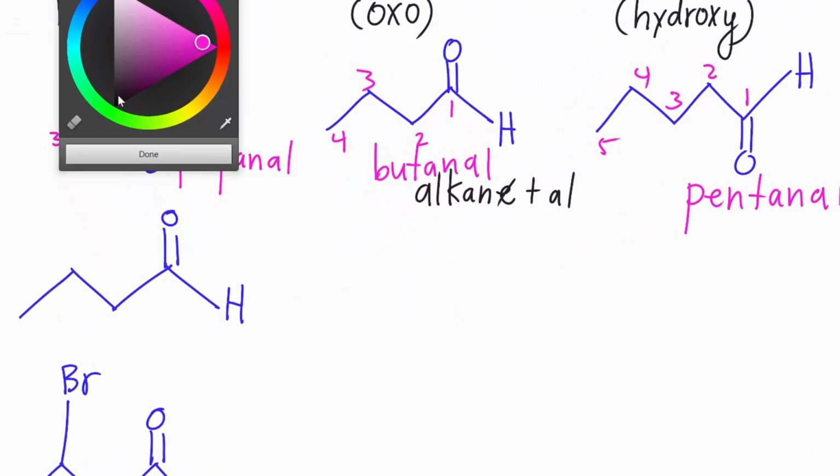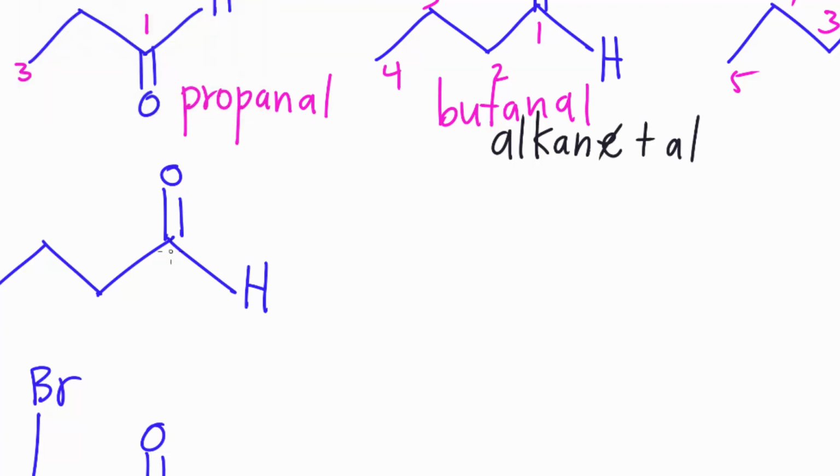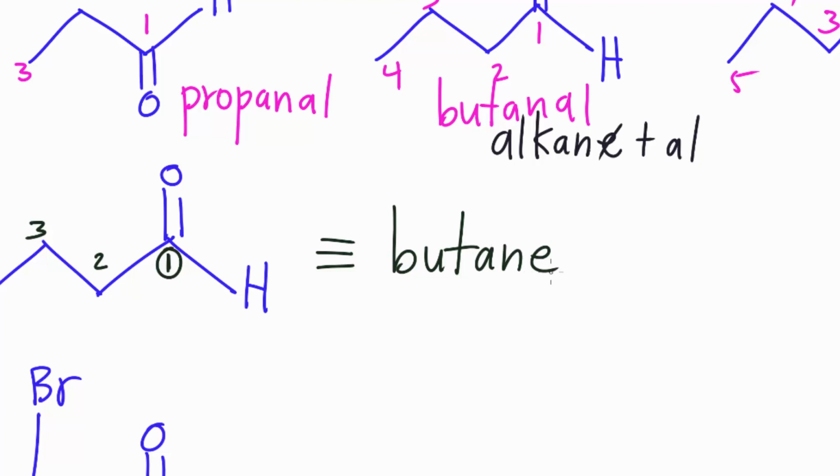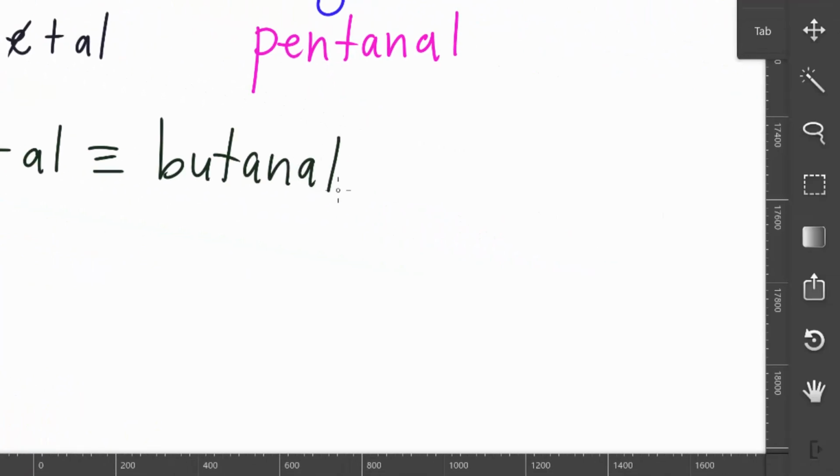So in naming this first one, as I said, your C double bond OH, that carbon is always number 1, 2, 3, 4. So this would be butan, if we had all saturated hydrocarbons, take off the E and add AL. So that's butanal. That's how we derive those.